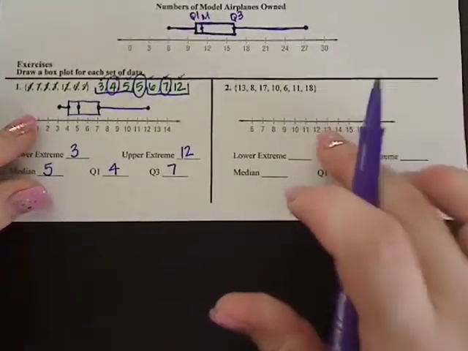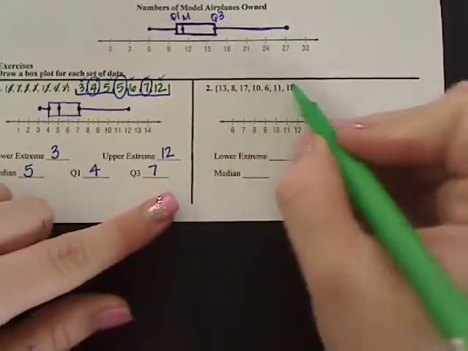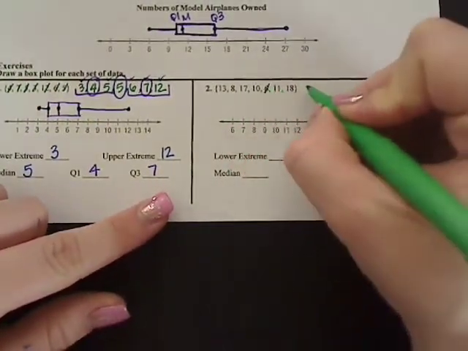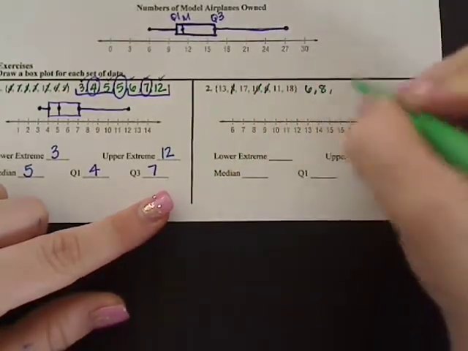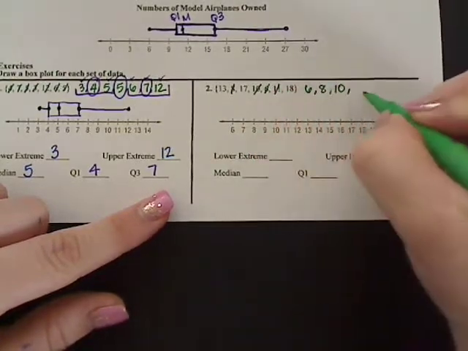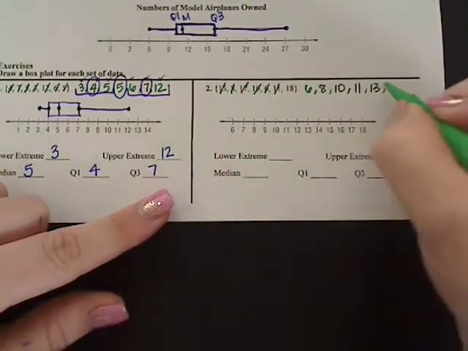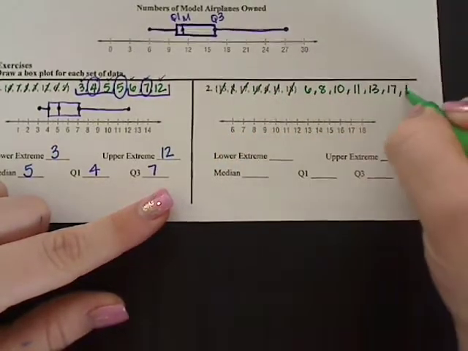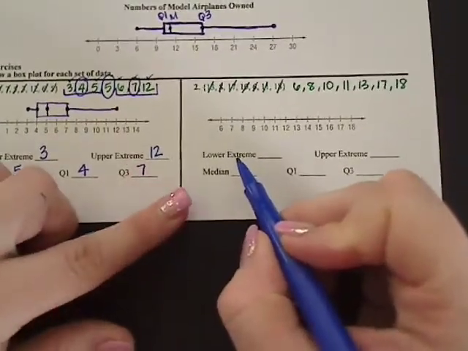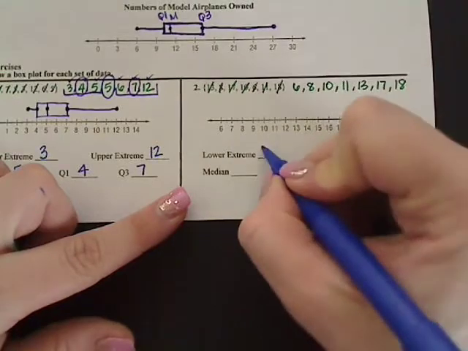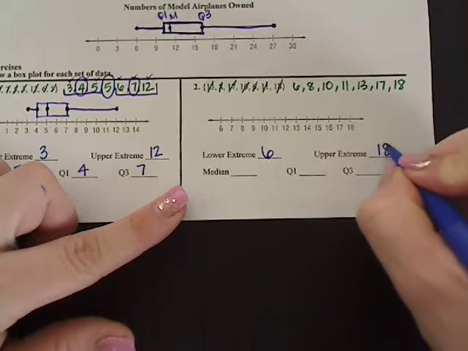Let's do that one more time over here on this example. So first and foremost, we are going to put our numbers in order, least to greatest. So it looks like 6, 8, 10, 11, 13, 17, and 18. So now we can go ahead and figure out our extremes. Our lower extreme is our smallest number, 6. Our upper extreme is our biggest number, 18.